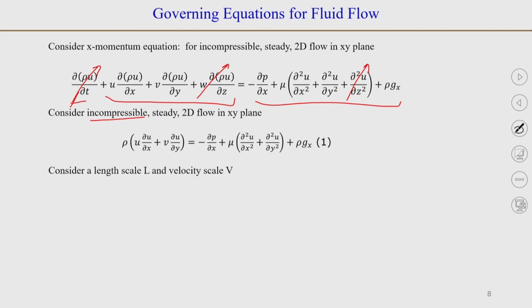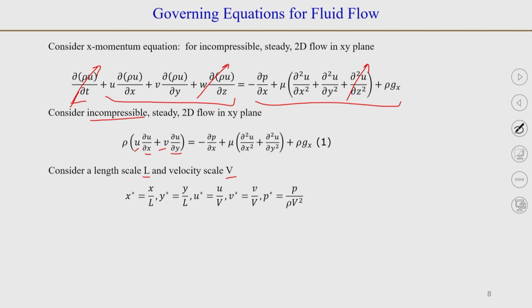Now, we need to non-dimensionalize this. So, let us consider the scales for each of these variables. We have length variables x and y, which we will non-dimensionalize by a length scale of the problem, let us say L. The velocities in the flow, u and v, we will non-dimensionalize by a velocity scale V, and the pressure will be non-dimensionalized by the dynamic pressure, say ρV², which again has the unit of pressure.